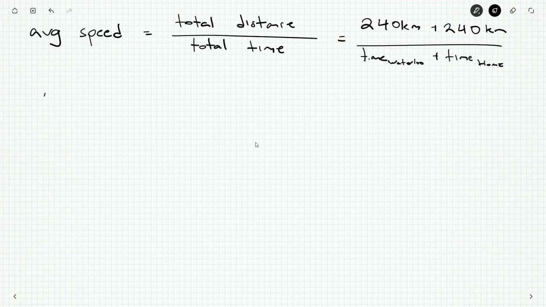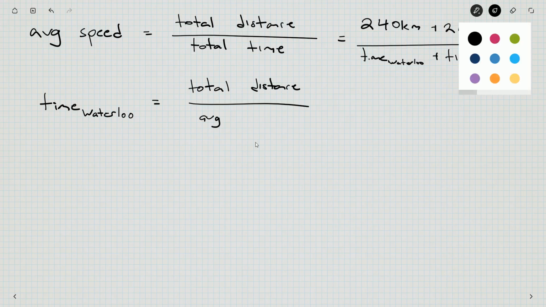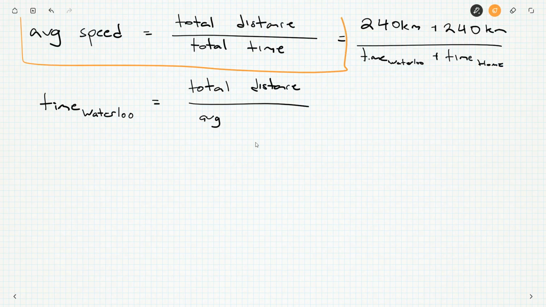Same sort of thing. If I want to know the time it took someone to go somewhere, so the time it took her to go to Waterloo, I just need the total distance of her trip and divide it by her average speed. I'm just rearranging this general equation. The whole question is basically just a few applications of this result, and we can rearrange it to get time. If we know time and speed, we can rearrange to get things like total distance. But I want to know how long did it take her to get to Waterloo from home.